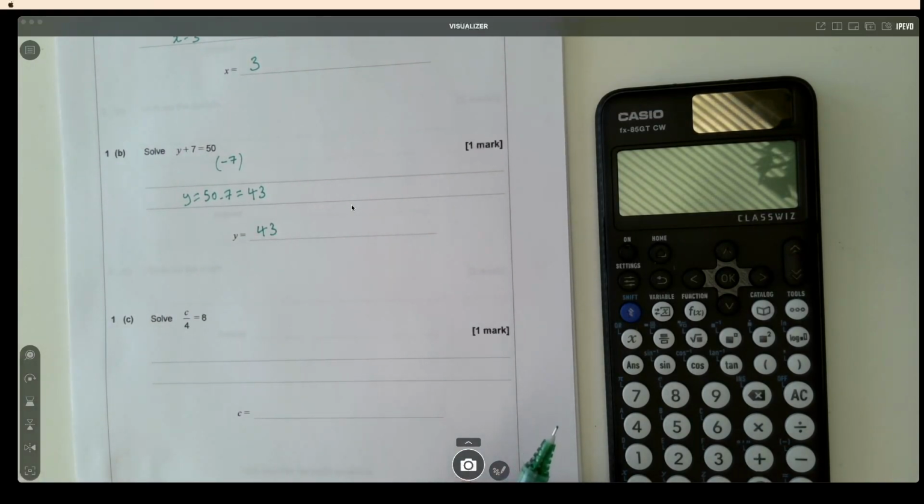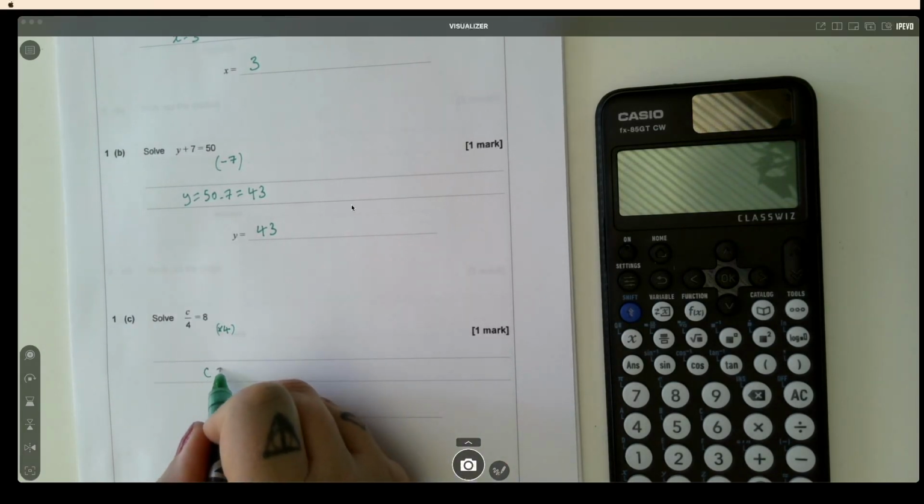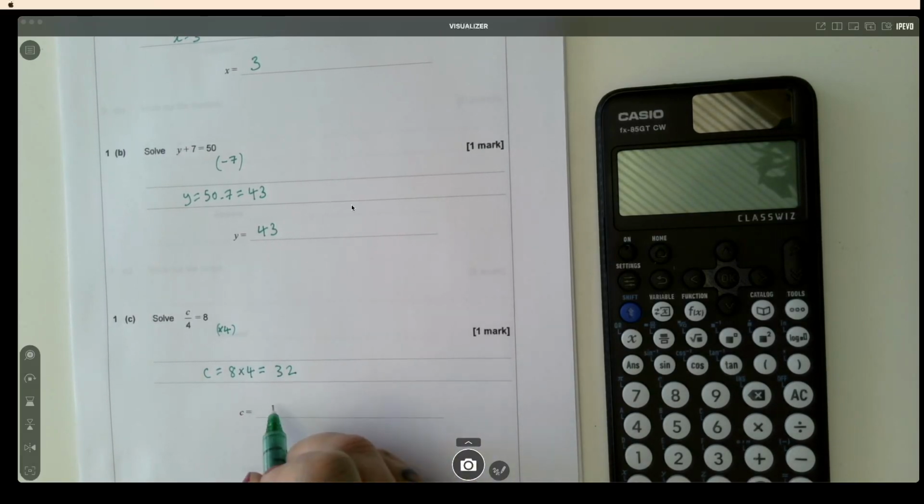1c, solve c divided by 4 equals 8. It's a fraction, so it's a division. The opposite of dividing by 4 would be to multiply by 4. So c is equal to 8 multiplied by 4, which is 32.